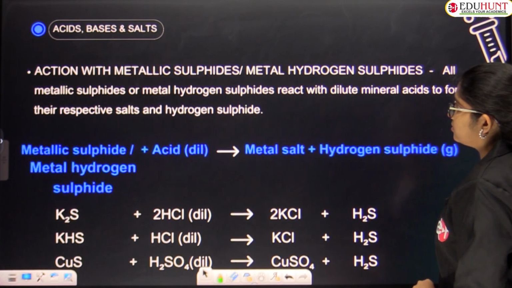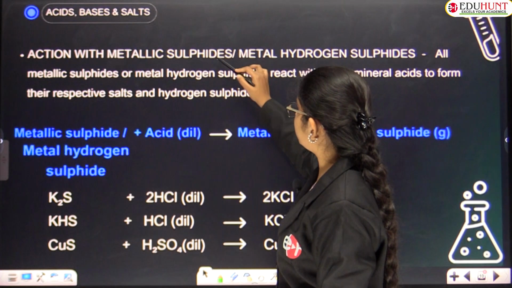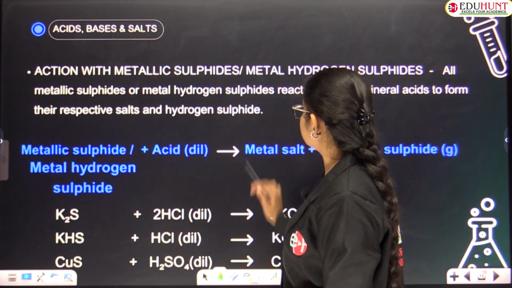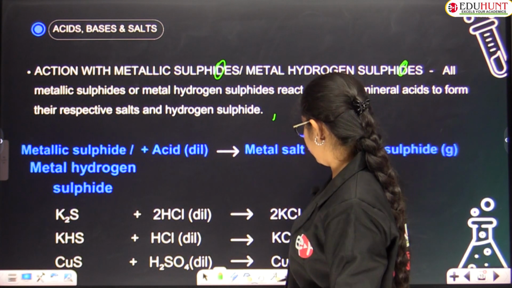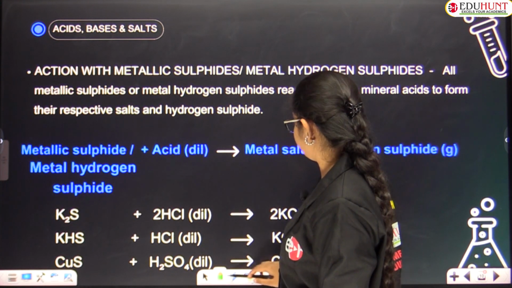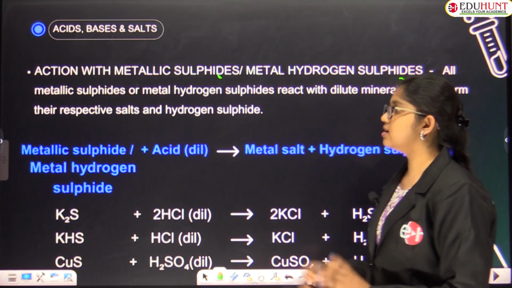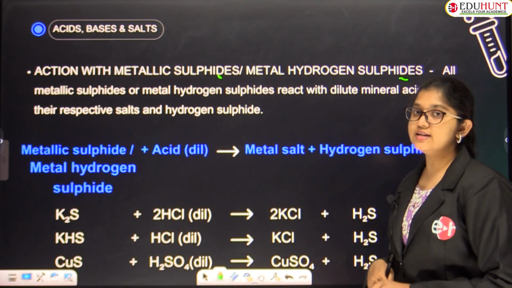Moving to the next one. That is action with metallic sulfides. There is a one-letter difference for you. What is that letter, children? Here it was T, and here it is D. See, in the place of T, we have D. Action with metallic sulfides or metal hydrogen sulfides.